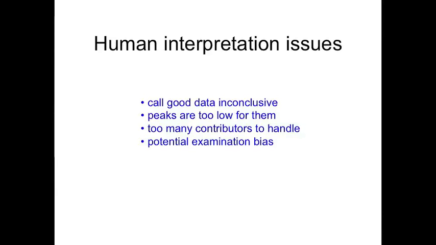The data may be very good and very informative, but if people don't have methods or calculators and machines to help them interpret it, they can call it inconclusive. If the peaks are too low because there are these artificial thresholds, and then in 2010 the thresholds go up 3 times higher, so you can't even get there, then they can't interpret the data under those rules. There may be too many contributors for them to handle.